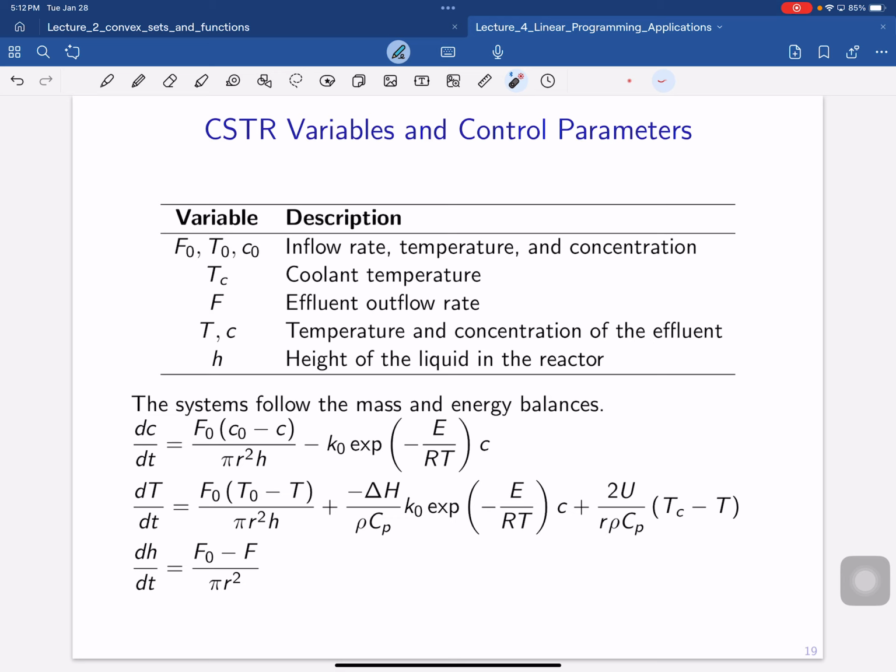Similarly, you have ODEs related to the temperature. There are terms related to the in and out of the flow. This is the heat of the reaction. And then this term is related to the cooling water. And the height of the reactor is only related to the in and out of the flow. So those are the ODEs.